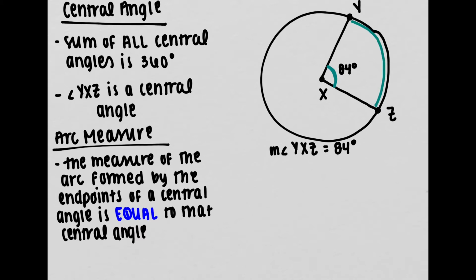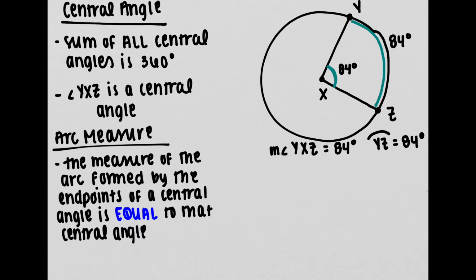You need to know that the arc measure is equal to the central angle. Here, our central angle is 84 degrees. The arc across from it, arc YZ, is also 84 degrees. So we know that arc YZ, and remember to show that it's an arc, it has this curve above it, is equal to 84 degrees.